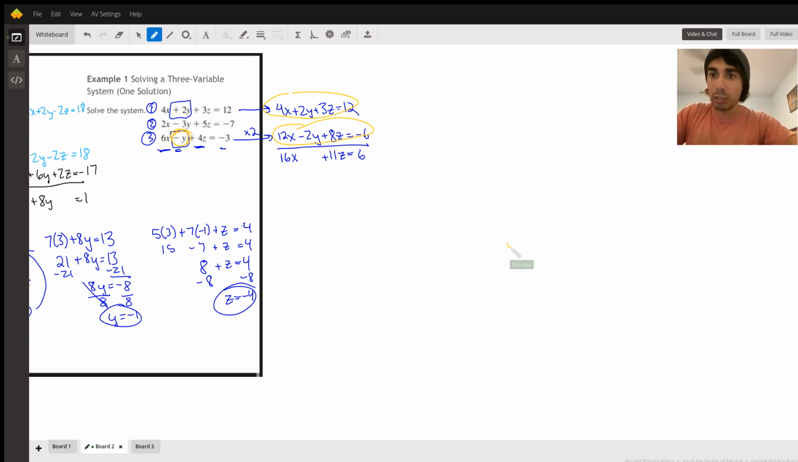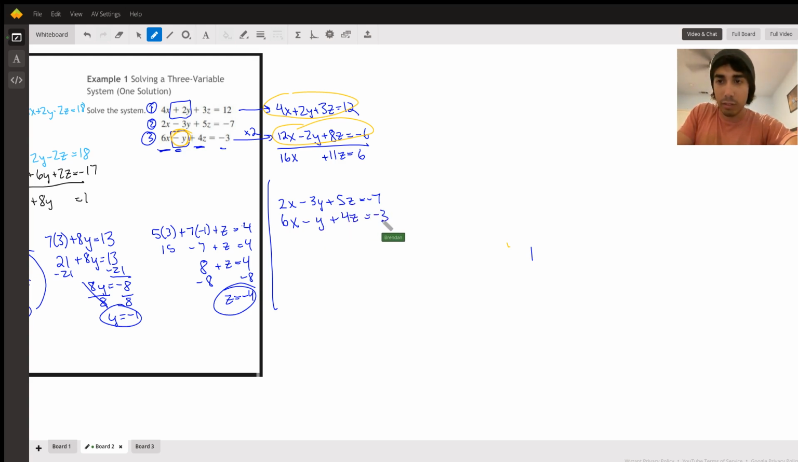Shoot, I'm running out of room a little bit over here on the right. Let's see. Can I scroll over a little more? Yeah, I can. Okay. So I'm going to use equation 2 with 3. I'm going to go ahead and write down what I've got. Equation 2, I'm just copying right now: 2x minus 3y plus 5z equals negative 7. Equation 3, I'm also going to copy: minus y plus 4z equals negative 3.